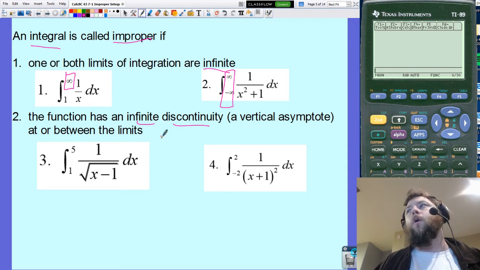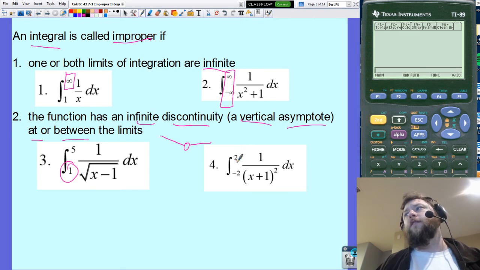Not like a hole, like if you draw a line, you get a hole. That's not infinite. But we're talking about a vertical asymptote. So if there's an asymptote at or between the limits. In the case of number 3, you have an asymptote when x equals -1 because then you'd be dividing by 0 here. And in the case of 4, well, -2 and 2 is fine. But in between, when x equals -1, you actually have an asymptote in there. So you have to use improper integration techniques.